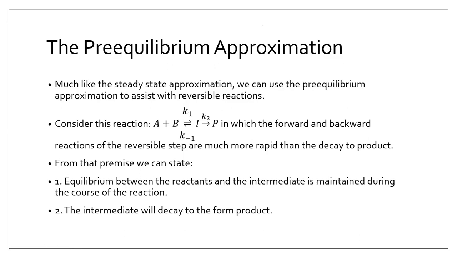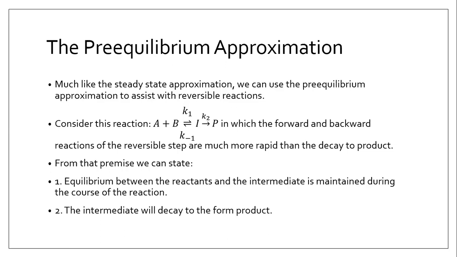So we're also going to use some other approximations. The first one we're going to use is called the pre-equilibrium approximation. Much like the steady state approximation, we can use the pre-equilibrium approximation to assist when we have reversible reactions. So consider the reaction A plus B going to an intermediate reversibly, and then going to products, where the forward and backward reactions of the reversible step are much more rapid than the decay to the product.